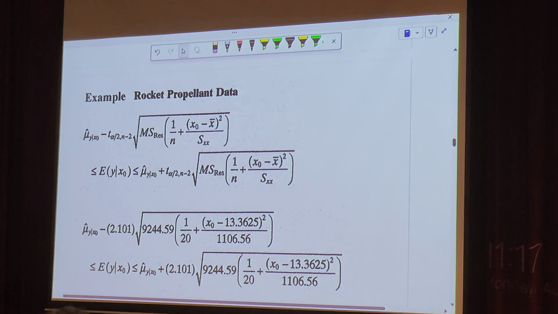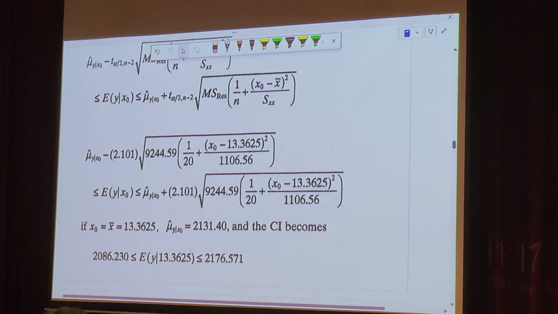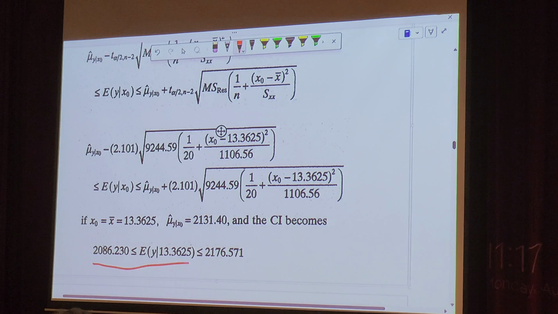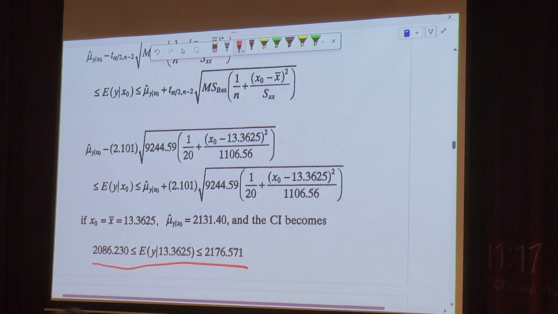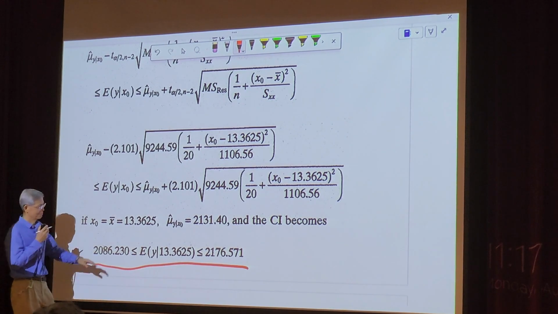Then for the rocket propellant data, basically here is just to show you how you can apply this to a data set. Substitute all the values. It's not too exciting, but it will show you the confidence interval for this.